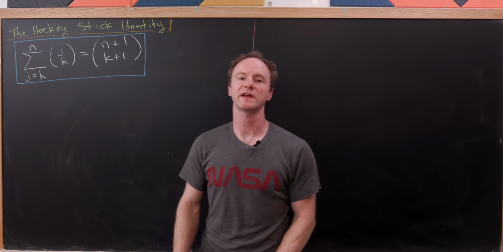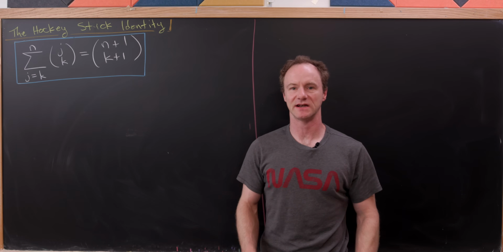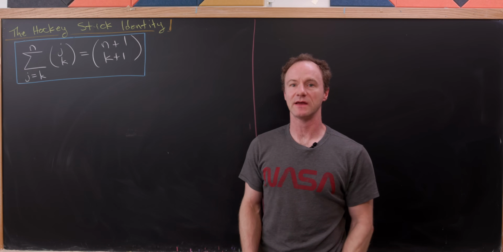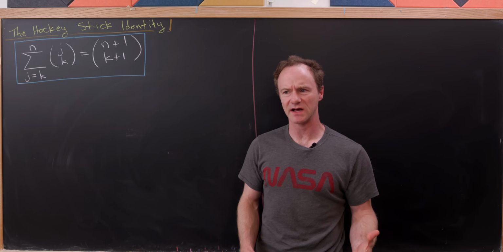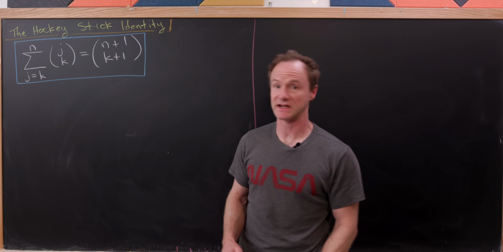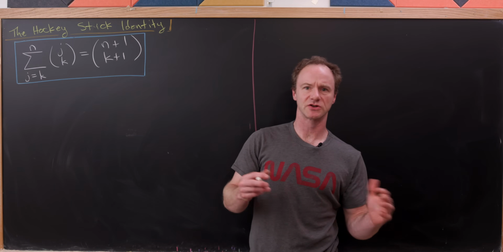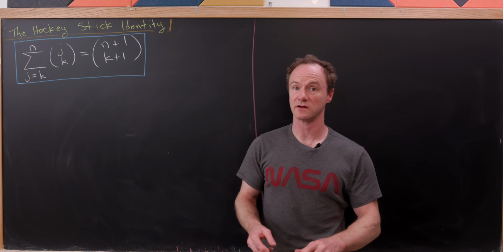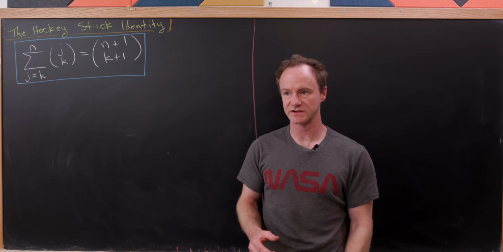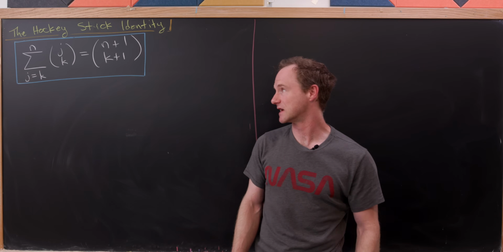Today we're going to look at a really nice binomial coefficient identity known as the hockey stick identity. It has this name because if you look at the numbers involved in this identity, these binomial coefficients in Pascal's triangle, remember Pascal's triangle is built out of binomial coefficients, the shape that those numbers make is a hockey stick.